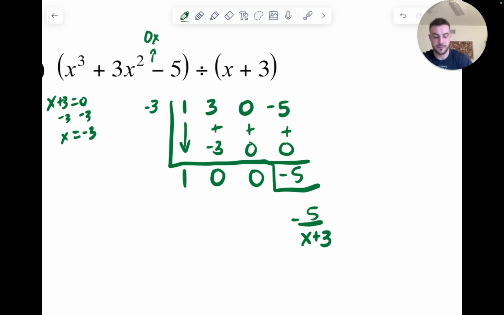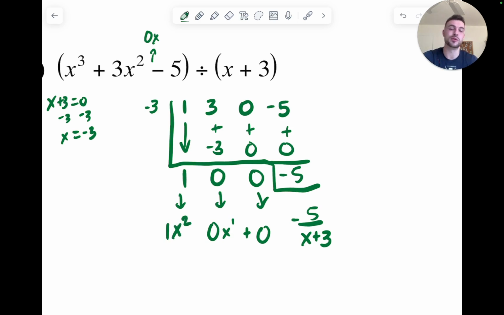That's our remainder. This is going to be a 0, x to the 0 power, our constant term. This will be a 0x to the first, and then we have a 1x to the second. So I don't really need those values that have coefficients of 0. So my actual answer when I do x to the third plus 3x squared minus 5 divided by x plus 3 is going to be x to the second with a remainder of -5 over x plus 3.